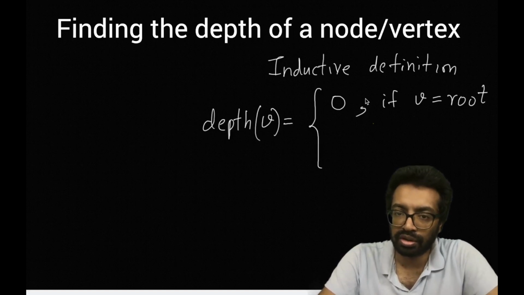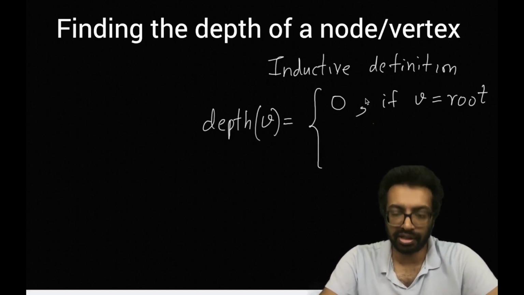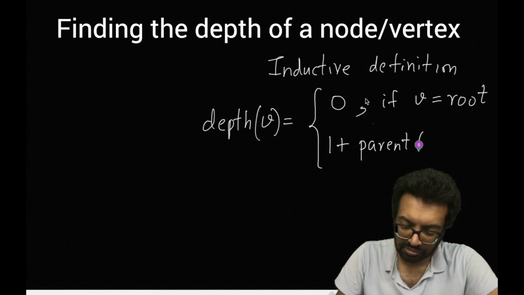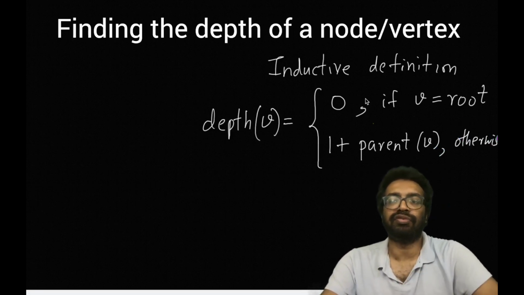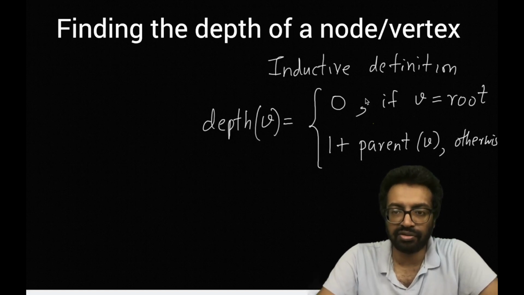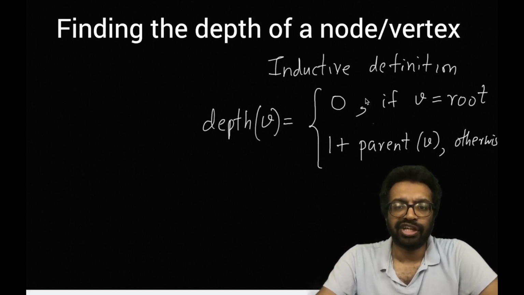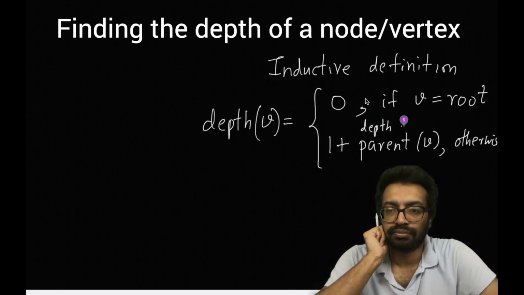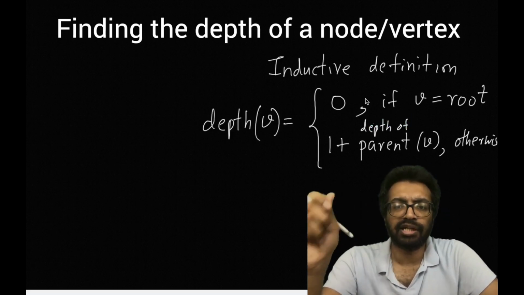If V is not the root, what is the depth of V? It is 1 plus the depth of the parent of V. So if V is not the root, that is why I have written otherwise: the depth of V is equal to 1 plus the depth of the parent of V.